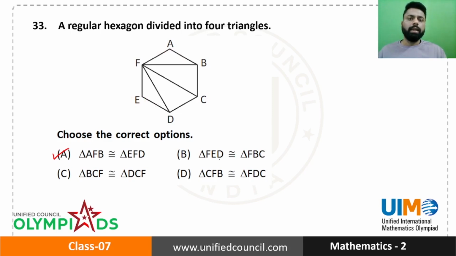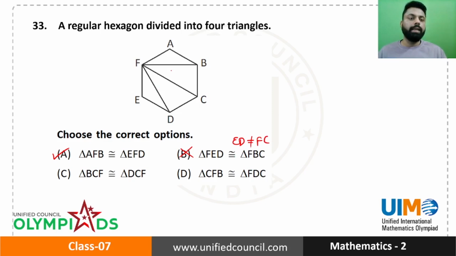Now, another triangle FED and FBC. So see, BC is equal to this, but these two sides are not equal. These two sides are equal, but if you talk about the other side, this one and this one, they are not equal. Not the correct one. Reason is because ED is not equal to FC.